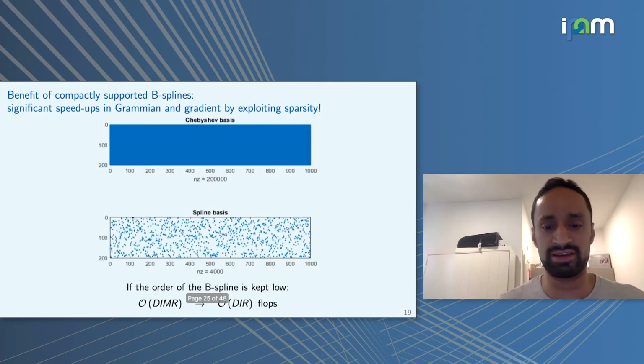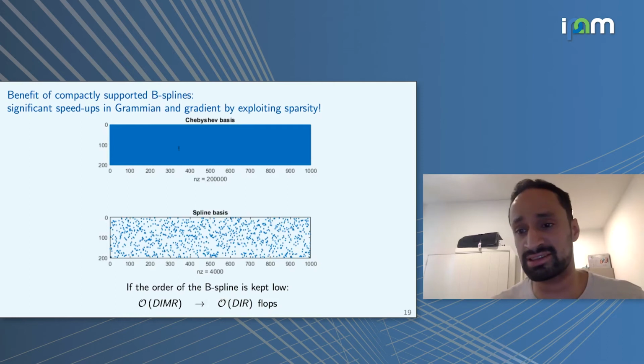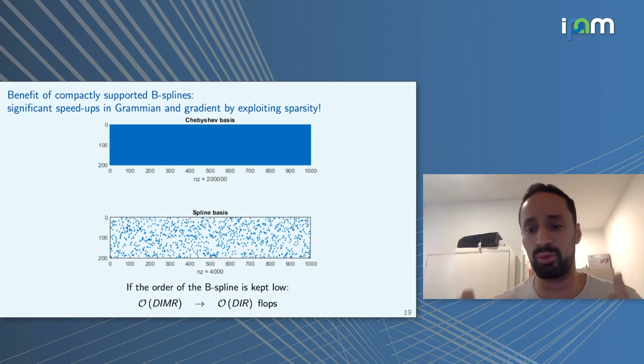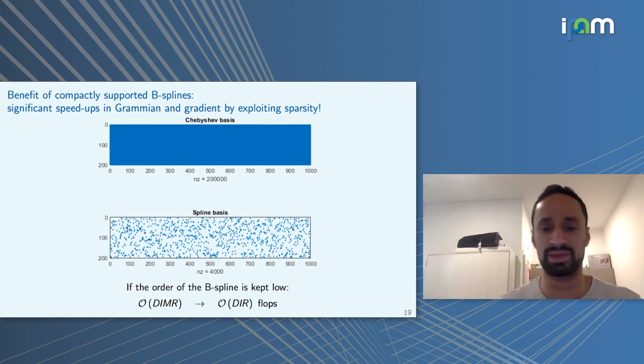So here you see it. If you look, this is how the Chebyshev bases look for the matrix A, and it's fully dense. And if you use splines, you would see a very sparse matrix. This is typically the case when you keep the order of the spline low and increase the number of knots. Choose to increase the number of knots to increase your approximation power.